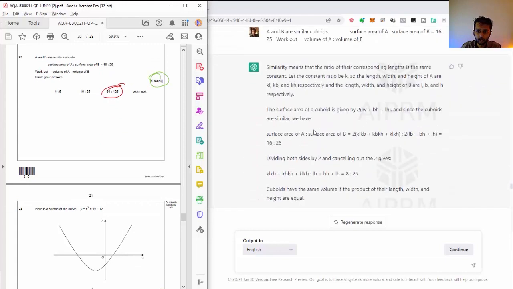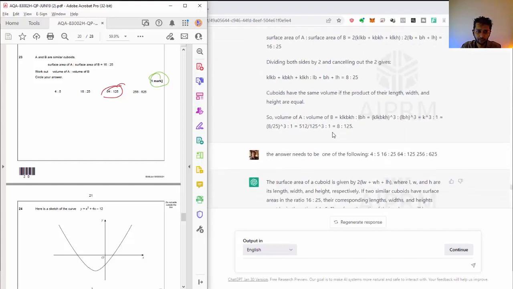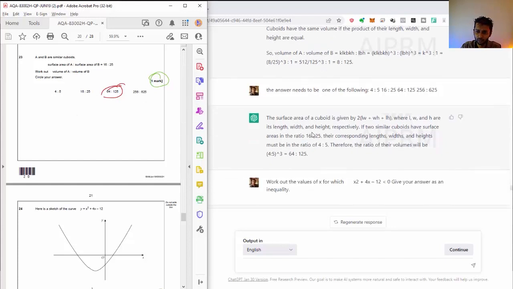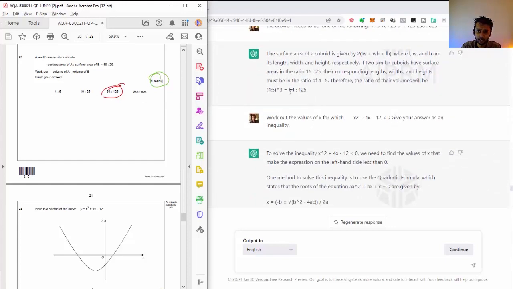Question 23. I gave it the information, it did a complicated bit of working out and came to a final answer of 8 over 125. I then told ChatGPT that the answer needs to be one of the following. So then it somehow did the working out again in 5 lines and it came out with the answer 64 over 125, which was correct.